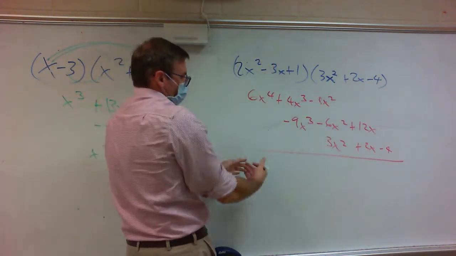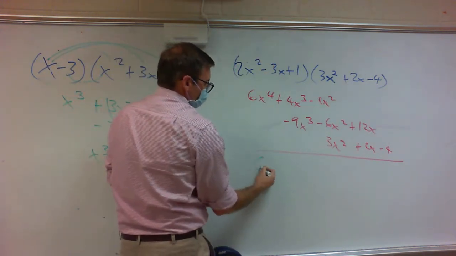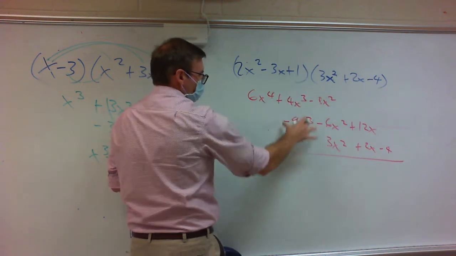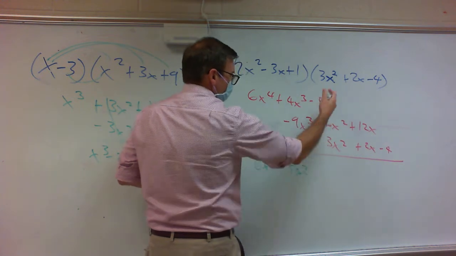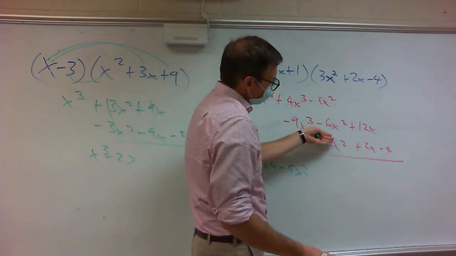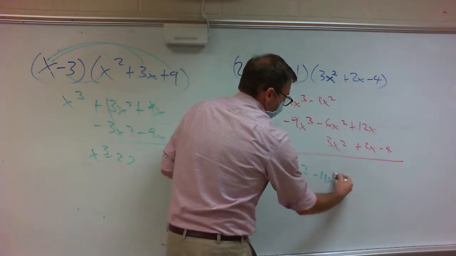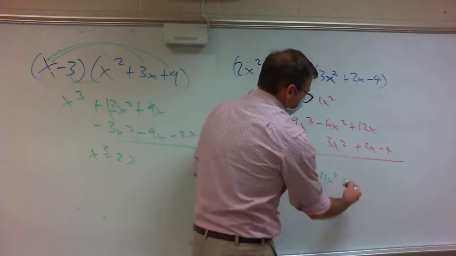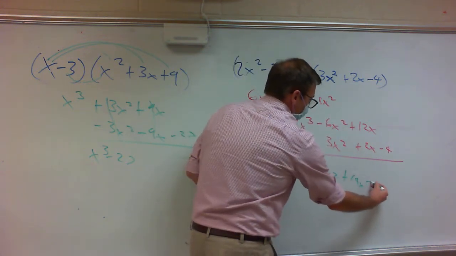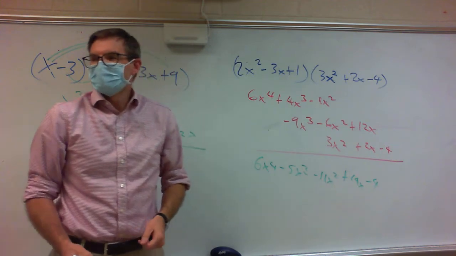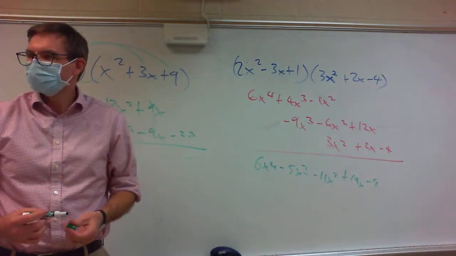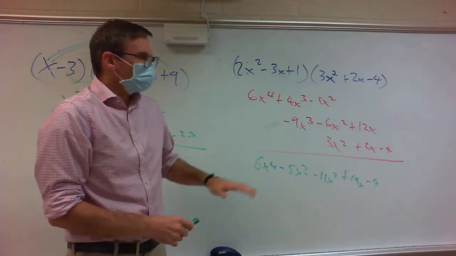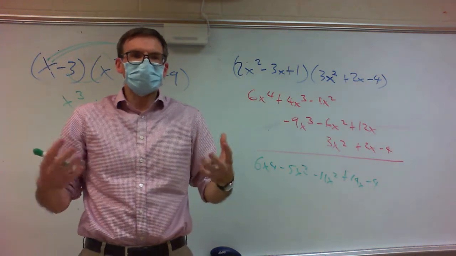But I've only got one x to the 4th term, so that's going to give me a 6x to the 4th. When I combine this, it's going to give me a minus 5x cubed. Minus 14 plus 3 is negative 11x squared. And I get plus 14x and a negative 4. And that's as ugly as it gets today. Okay. All right, are we kind of okay with this idea of multiplying polynomials?